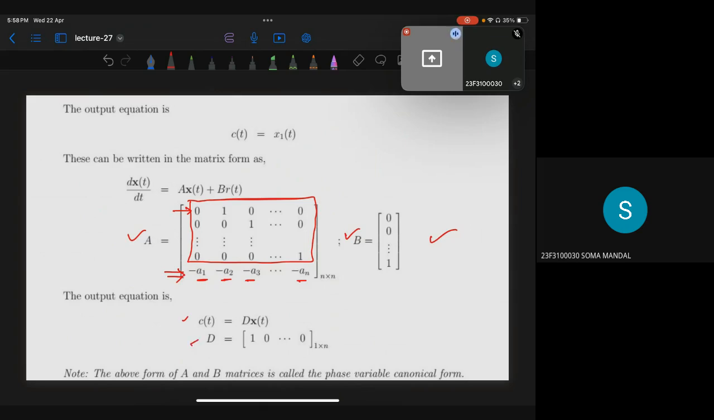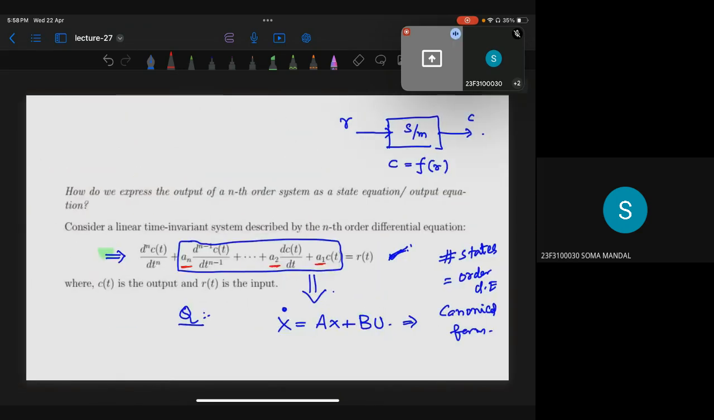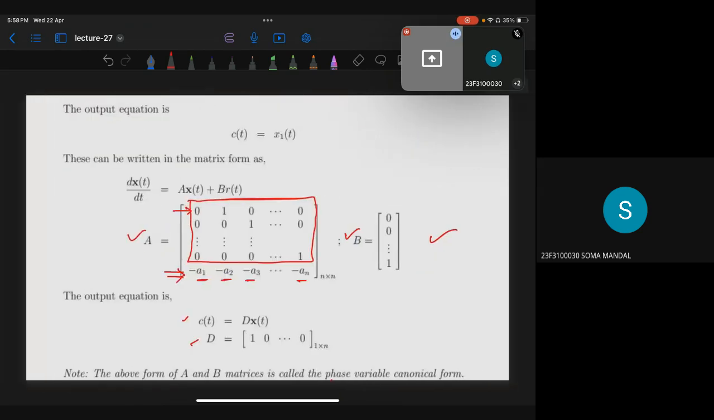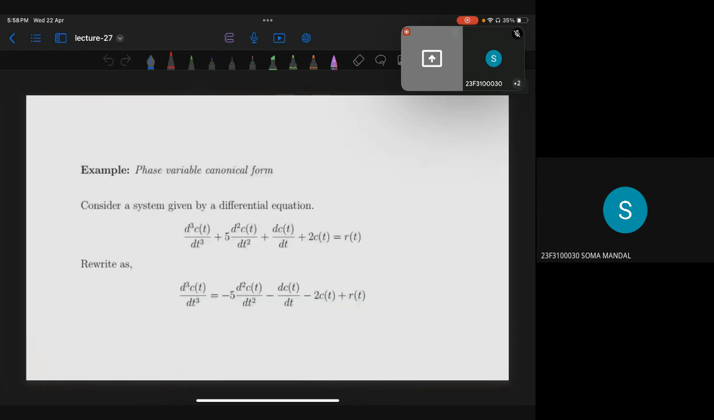So what we did here is, given these higher order differential equations, nth order, n greater than or equal to 2, we can write them in this form. This form means finding the A and B matrices, the state space form. So this is called the phase variable canonical form. This structure has many advantages. Let me show you one example. You'll understand it. Now you see, this is the example.